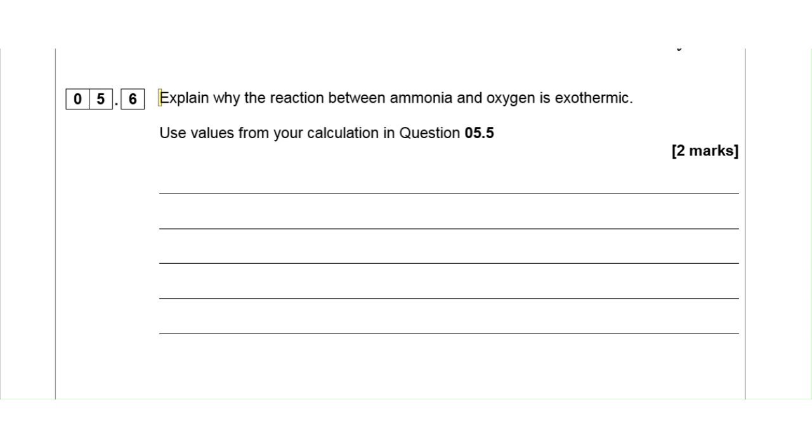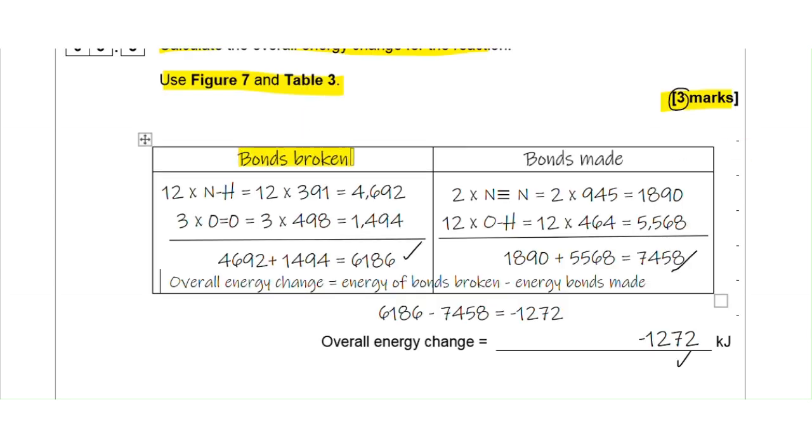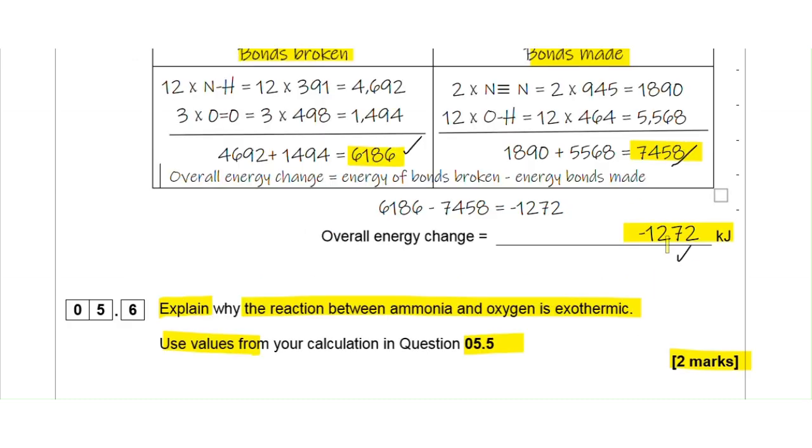Question 5.6. Explain why the reaction between ammonia and oxygen is exothermic. Use values from your calculation in question 5.5 for 2 marks. So let's look back at that table and that calculation. The bonds broken is 6186, bonds made 7458. The overall energy change is a negative value.